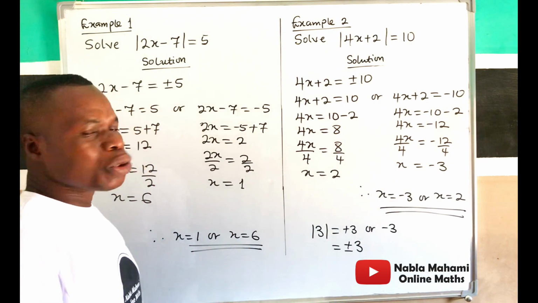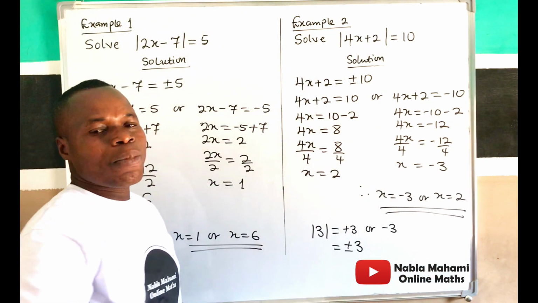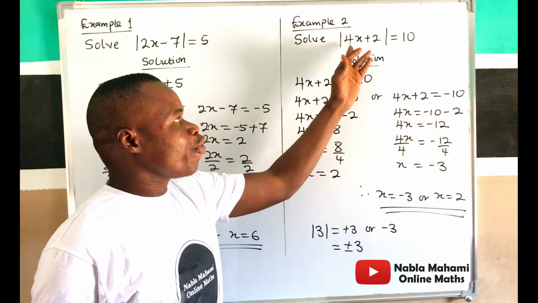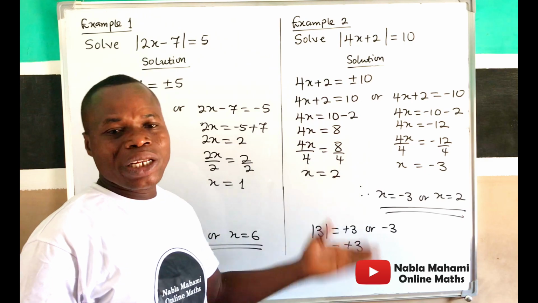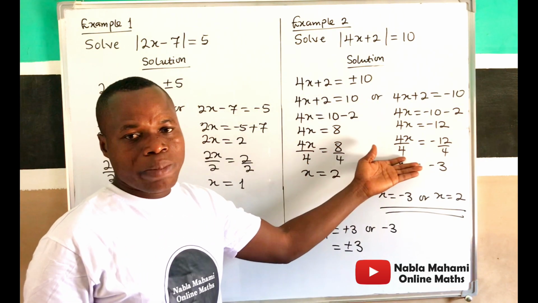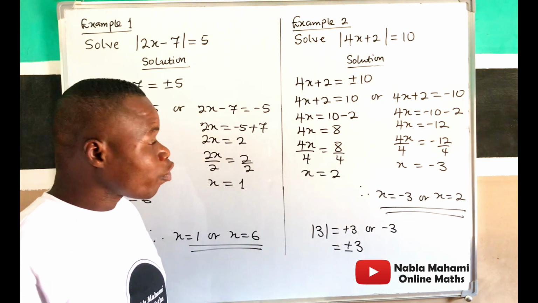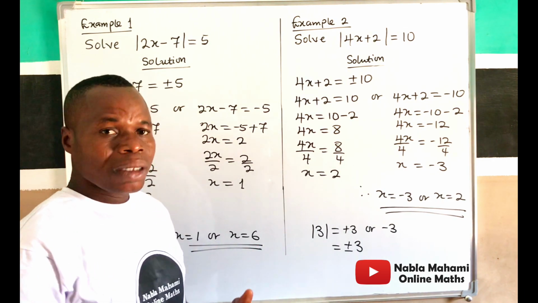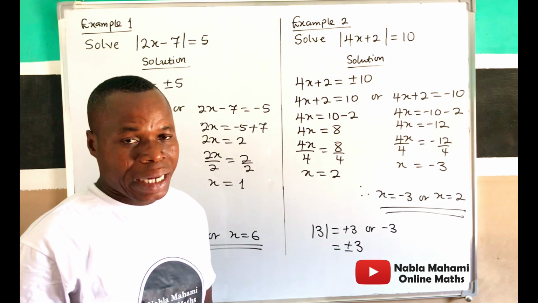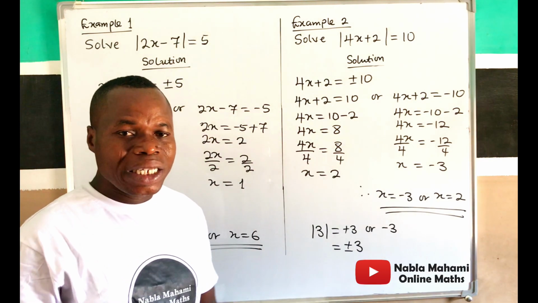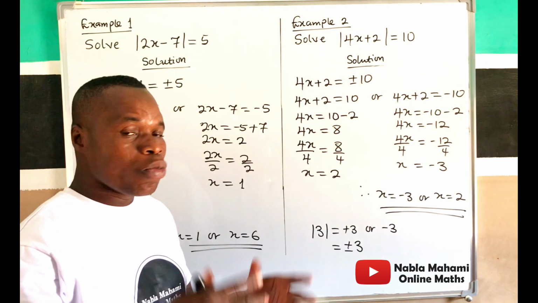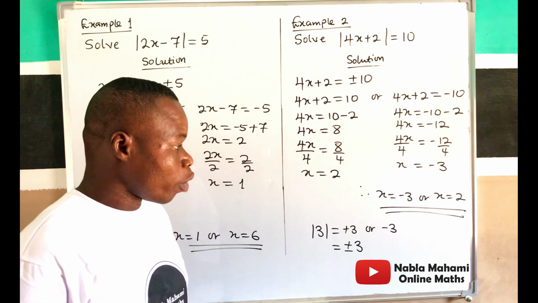Now, some students always make the mistake of working only the positive aspect of this. Like absolute of 4x plus 2 is equal to 10, the student will just say 4x plus 2 is equal to 10 and solve only this part and get one answer. When you do that, you lose marks. So you have to be very, very careful. When the question has an absolute sign, you have to work it in two parts. So what we solved today is linear absolute equations. Next time, we'll be looking at quadratic absolute equations. After that, we'll move to when the power is 3 or 4 and how you solve them.